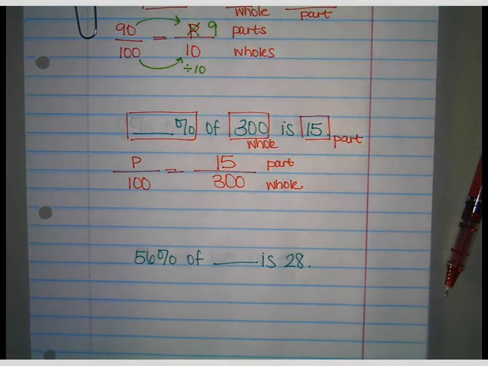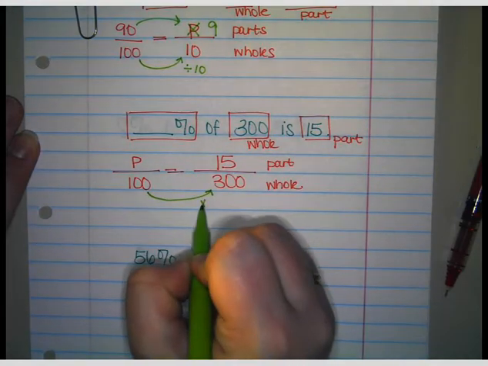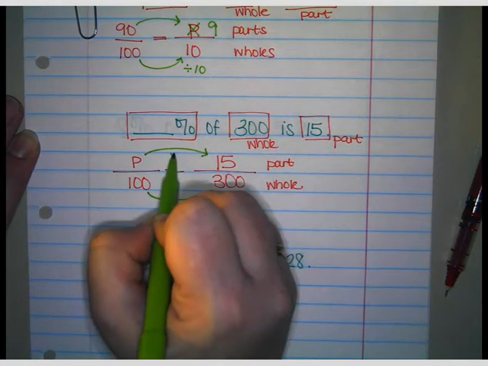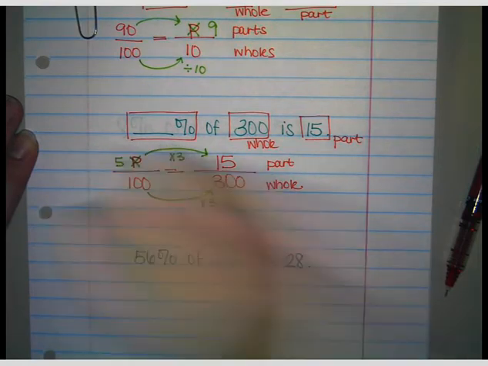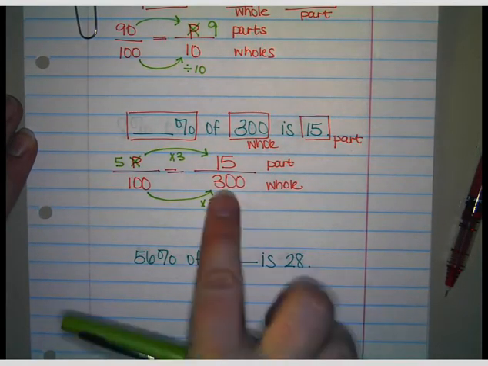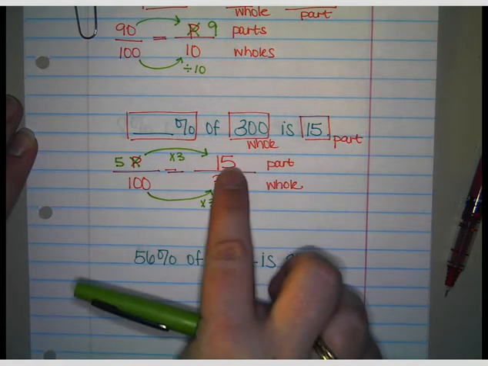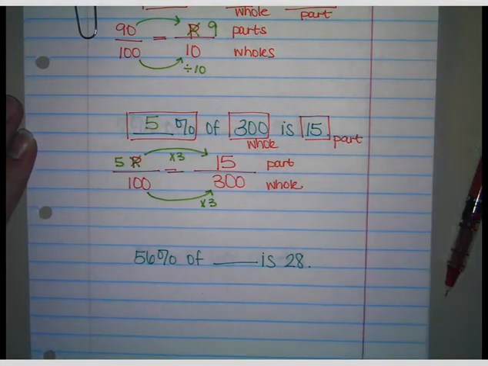Then I compare these. You could ask yourself, how do you get from 100 to 300? Well, you times by 3. So what times 3 is 15? Of course, 5 times 3 is 15. Another way to think about that would be to say 300 divided by 3 is 100, so 15 divided by 3 is 5. But either way, the percent then is 5. 5% of 300 is 15.